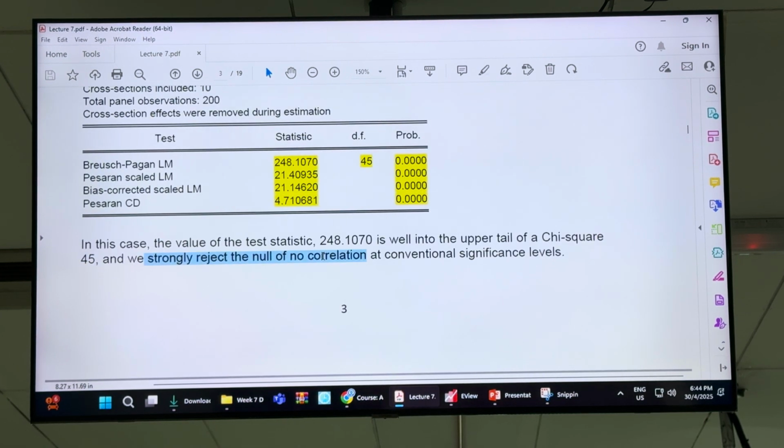So we reject the null of no correlation at the conventional significance level. If in the final exam it does not give you any significance level, you can use either 0.05 or 0.01. It's up to you, okay? For the conventional one, I will use 0.05, for this alpha value 0.05.